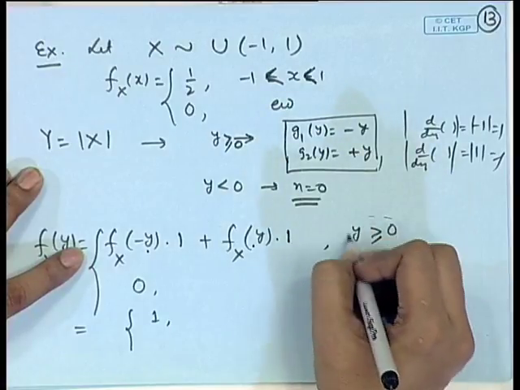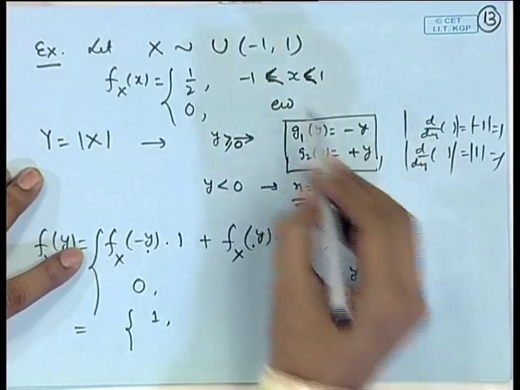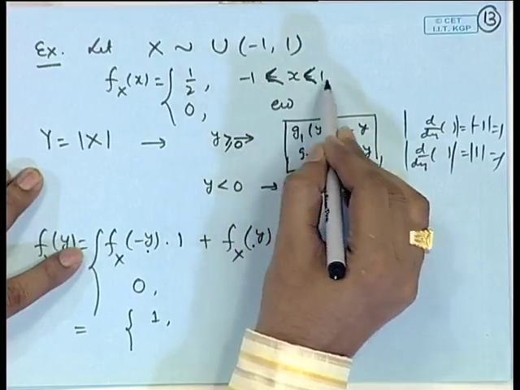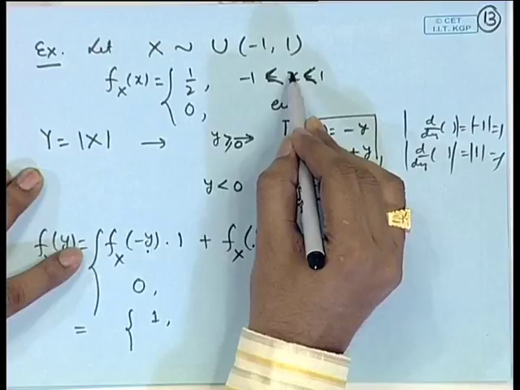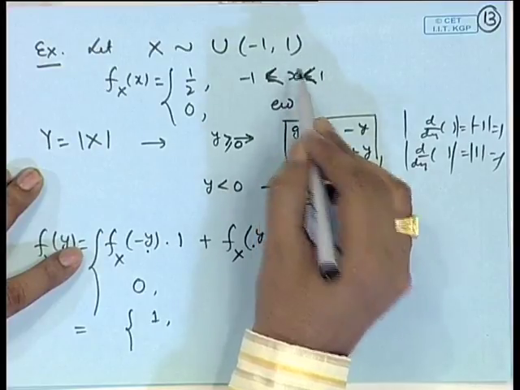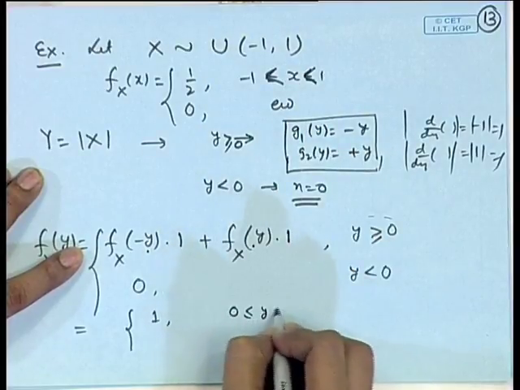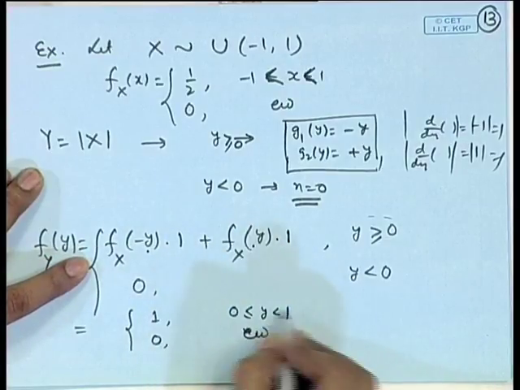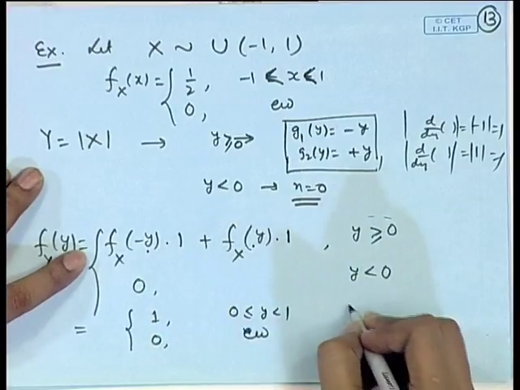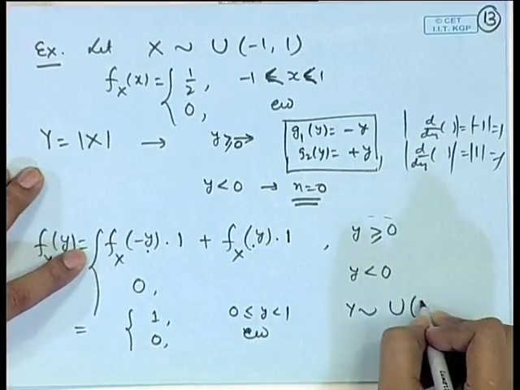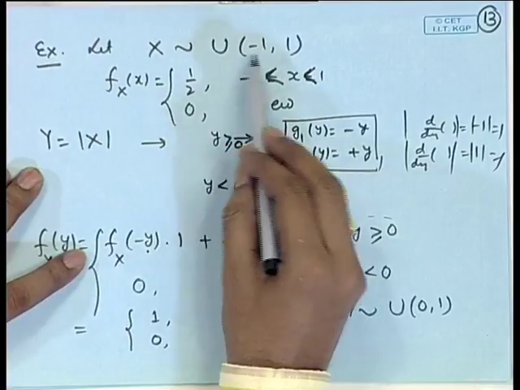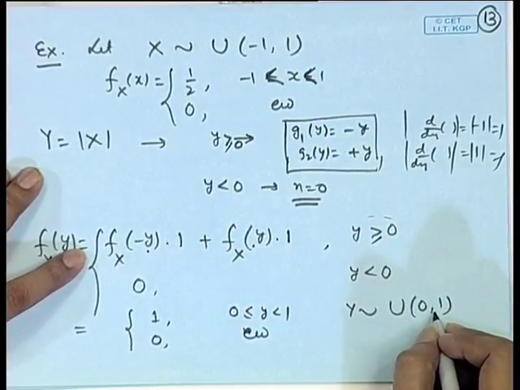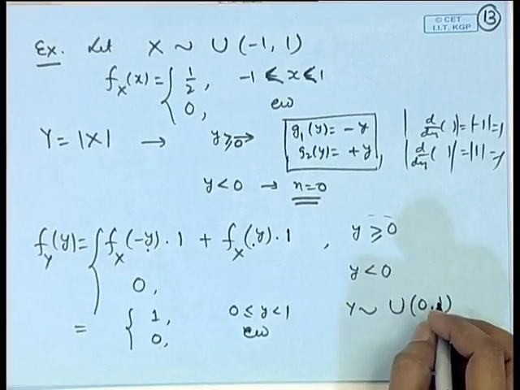Now, when we say y is greater than or equal to 0, here it will reduce to the region half plus half for -1 to 1. So, it is becoming modulus of x between 0 to 1 and it is equal to 0 for y outside 0 to 1. So, you can see that y follows uniform 0 1. If x is -1 to 1 uniform distribution, then modulus of x is uniform distribution on the interval 0 to 1.